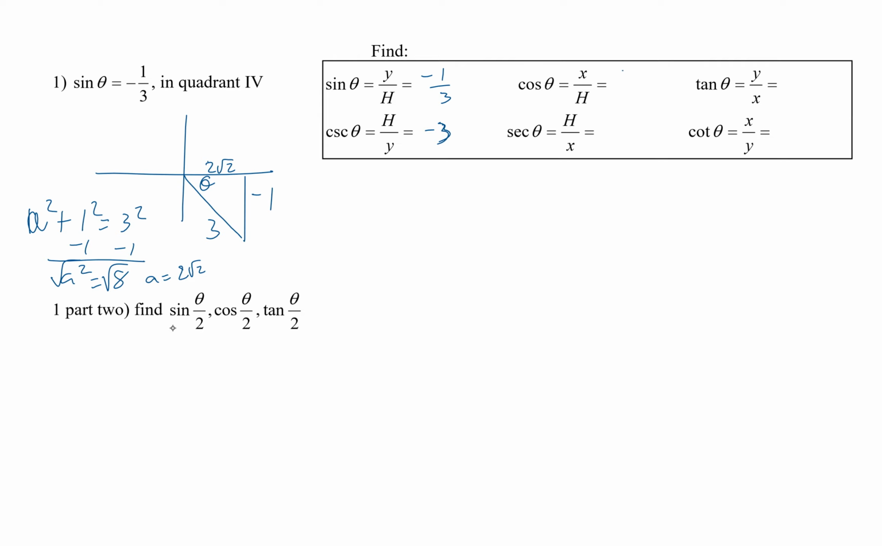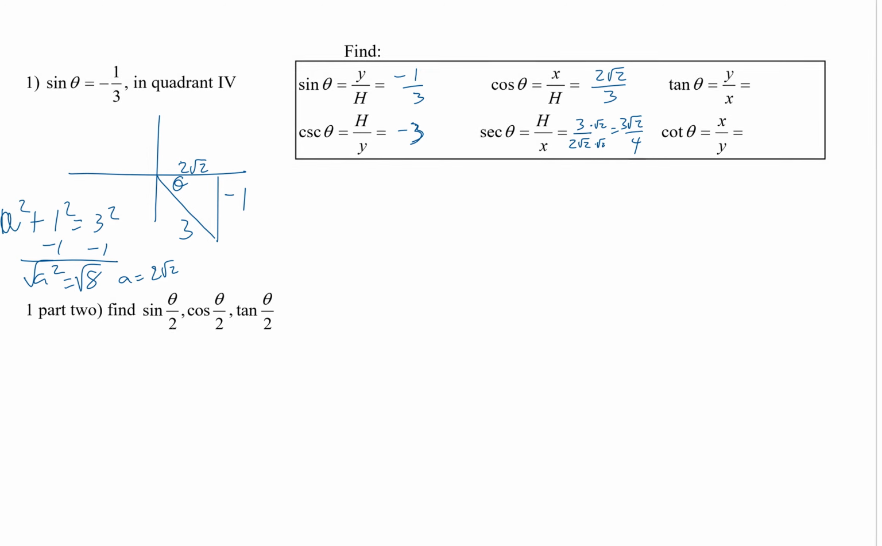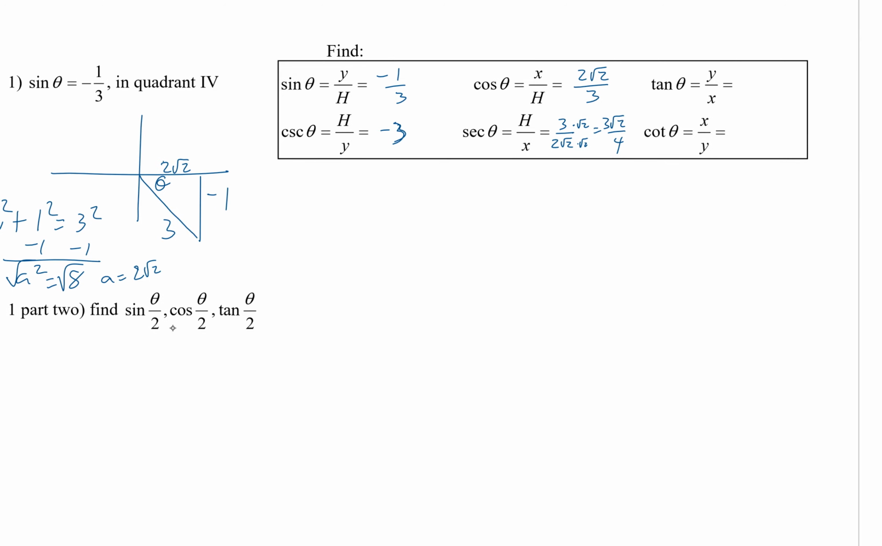Cotangent, cosine is 2 rad 2 over 3, reciprocal. And then tangent theta would be negative 1 over 2 rad 2, rationalize. Get that. And then flipping it, we get negative 2 rad 2 for our cotangent. So those are our 6 trig functions.